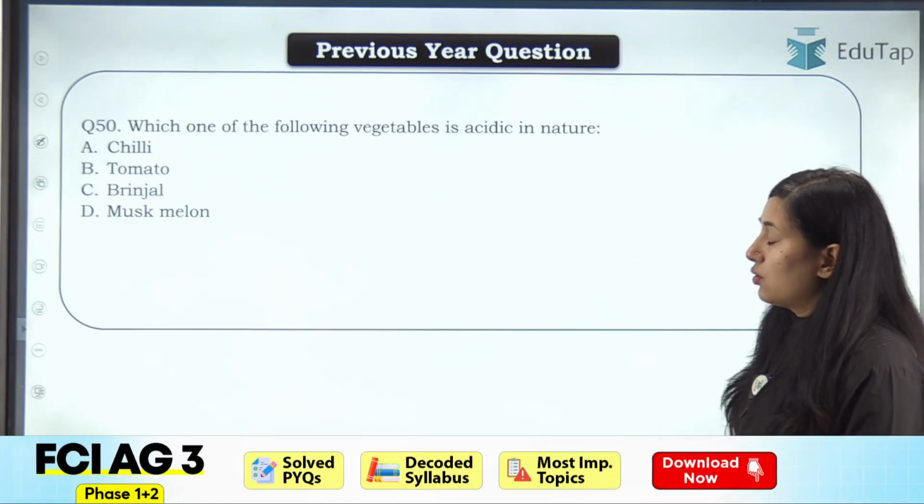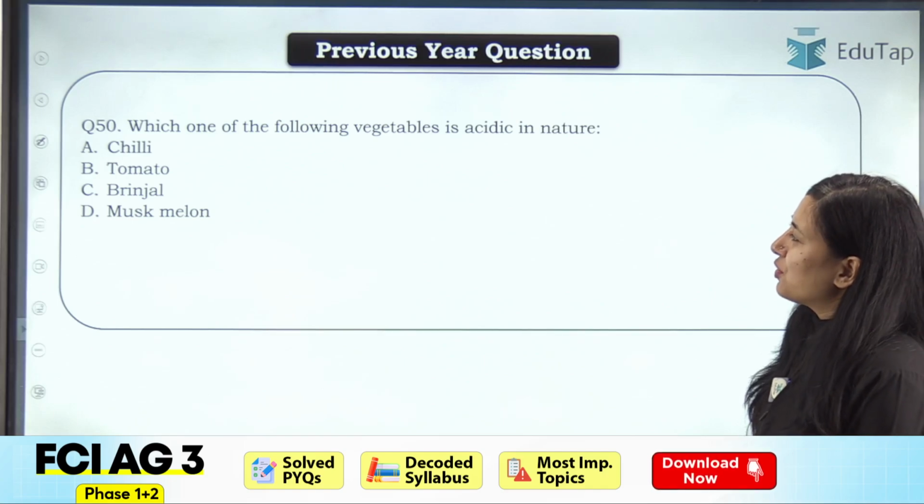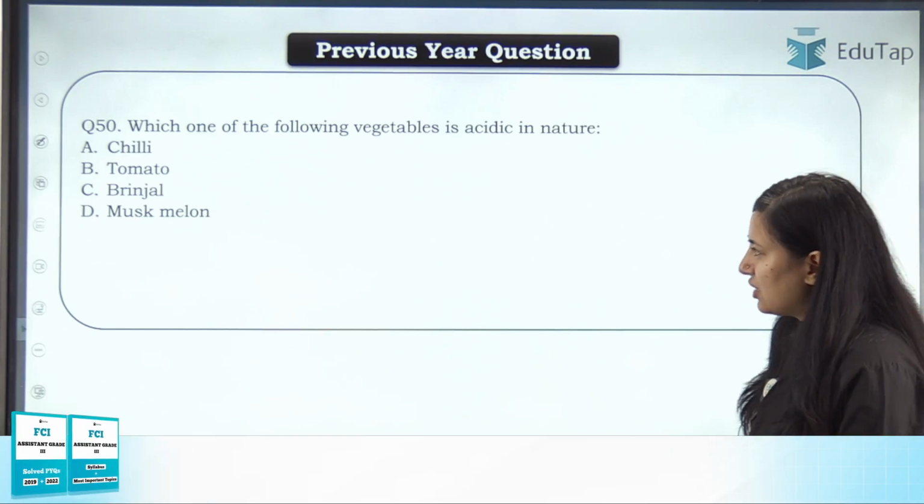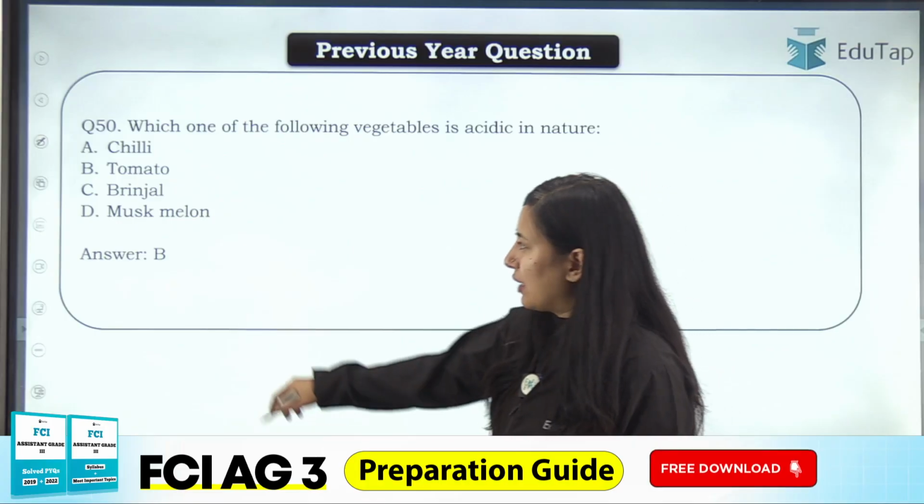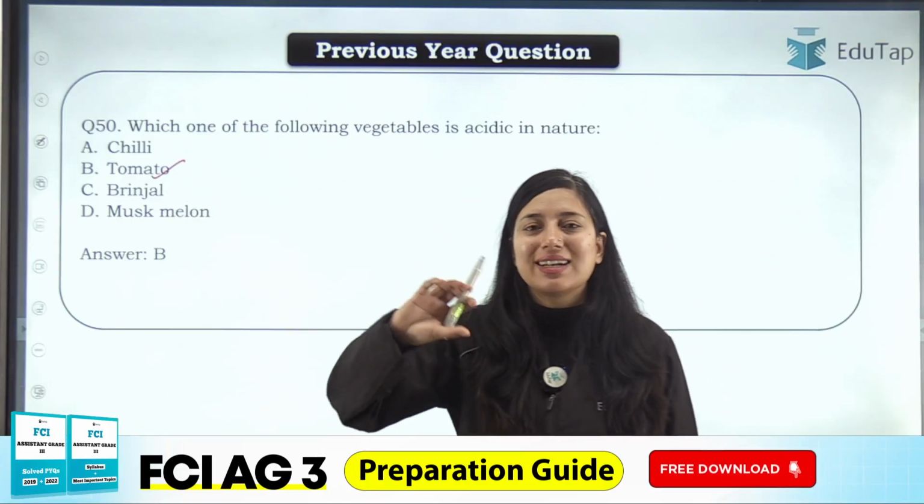Okay, the last question, or not the last question, again the next question is, which one of the following vegetables is acidic in nature? Okay, so the answer here will be option B, tomato. See students, tomato is generally considered a fruit.